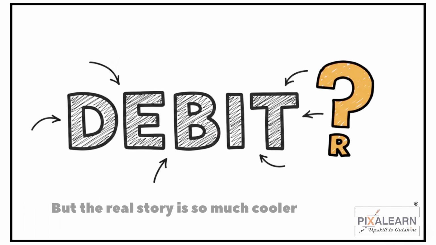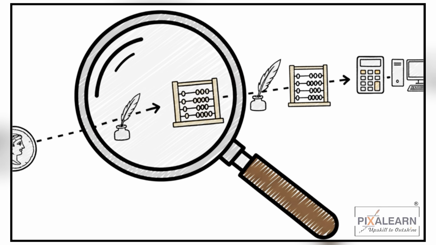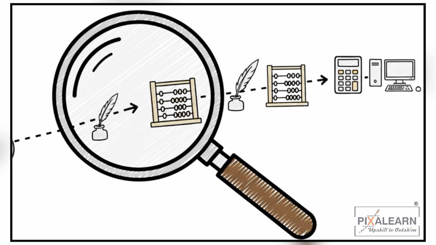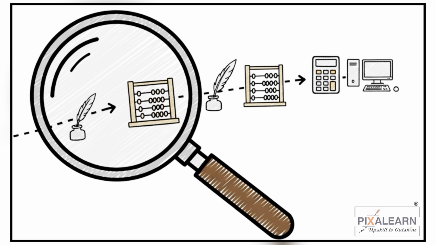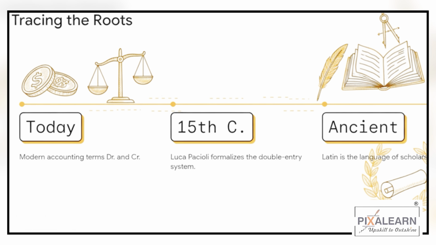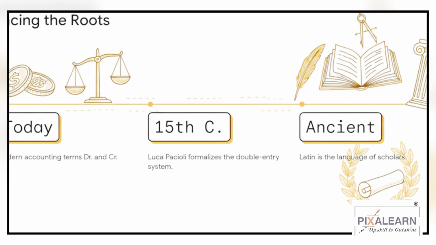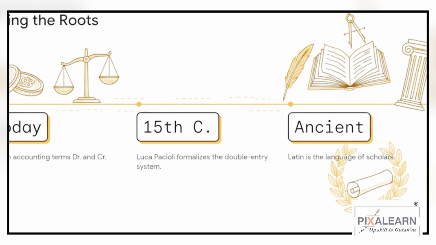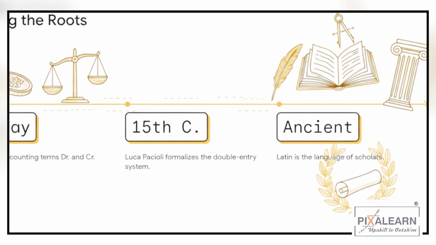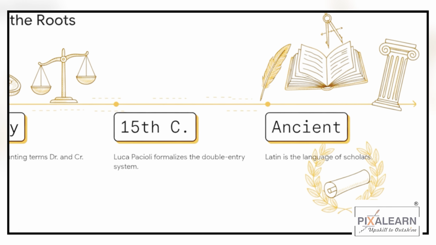So, to crack this code, we can't just look at modern English. Nope, we've got to put on our detective hats and travel back in time to trace the roots of accounting itself. Our little journey starts with the terms we use today, but it's going to take us all the way back to 15th century Italy, and even further back than that, to the language that was the king of all scholarly work for centuries, Latin.